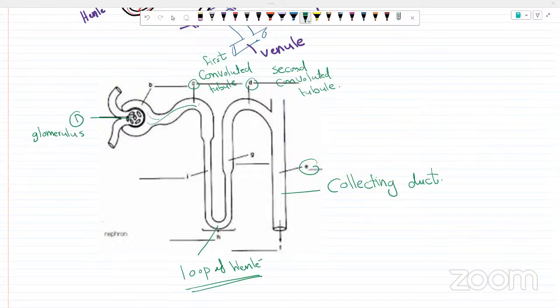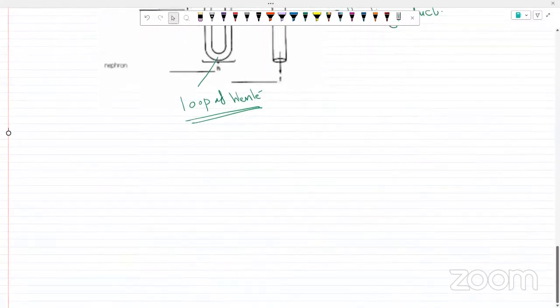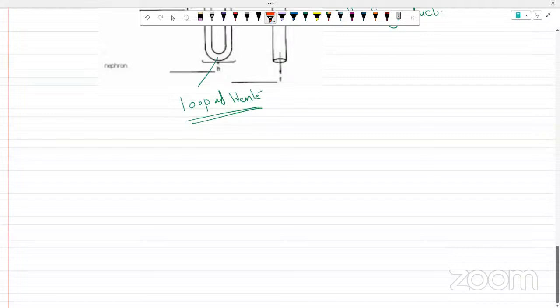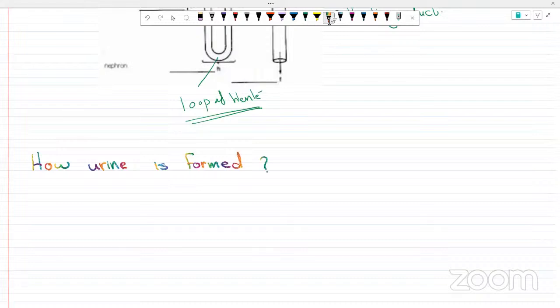Okay, urea is formed in the liver and urine is formed in the kidney. Okay, let's ask another question here. How is urine formed? Okay, urine is formed in the kidney, right?